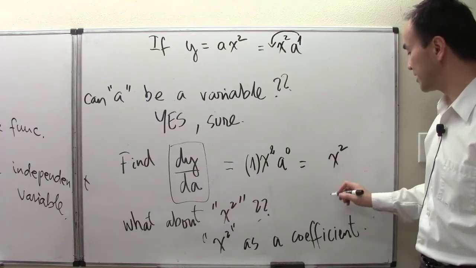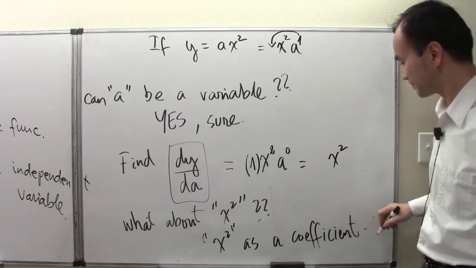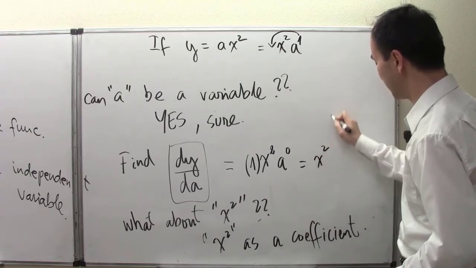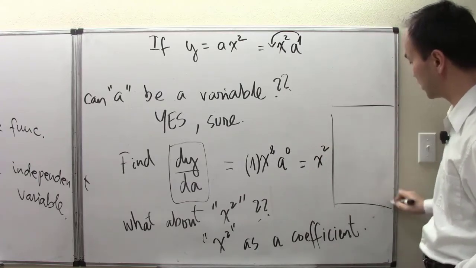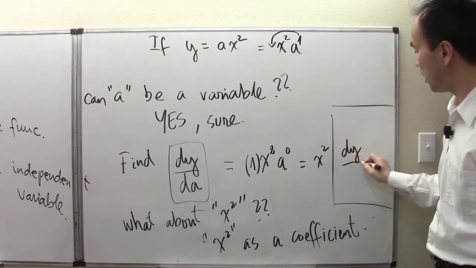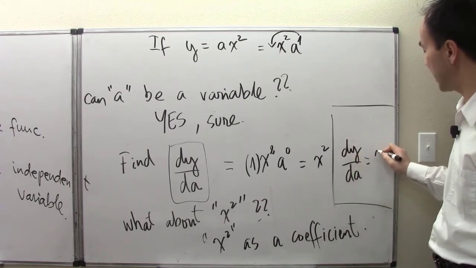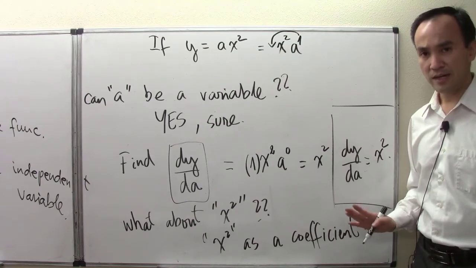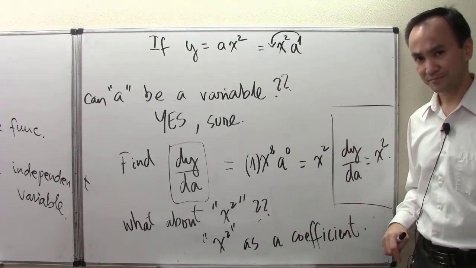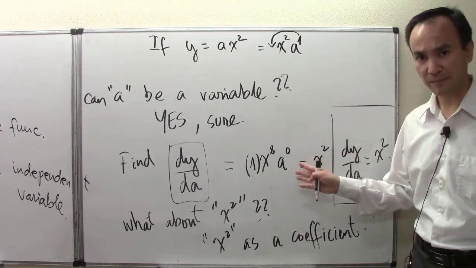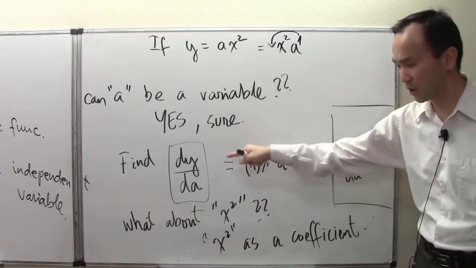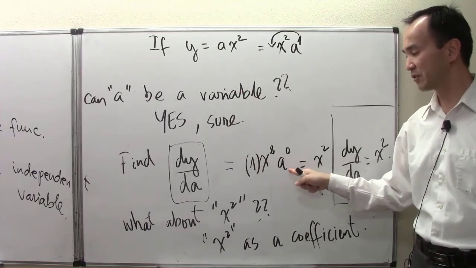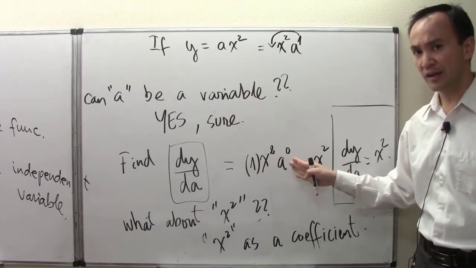All right, so ladies and gentlemen, dy dA, so how about let me write it a little closer, and then I'm going to have some space. So as a conclusion right here, dy dA we have found to be x squared. Because we just simply applied the power rule, but when we were taking this derivative, we particularly focused on a as the variable and everything else.